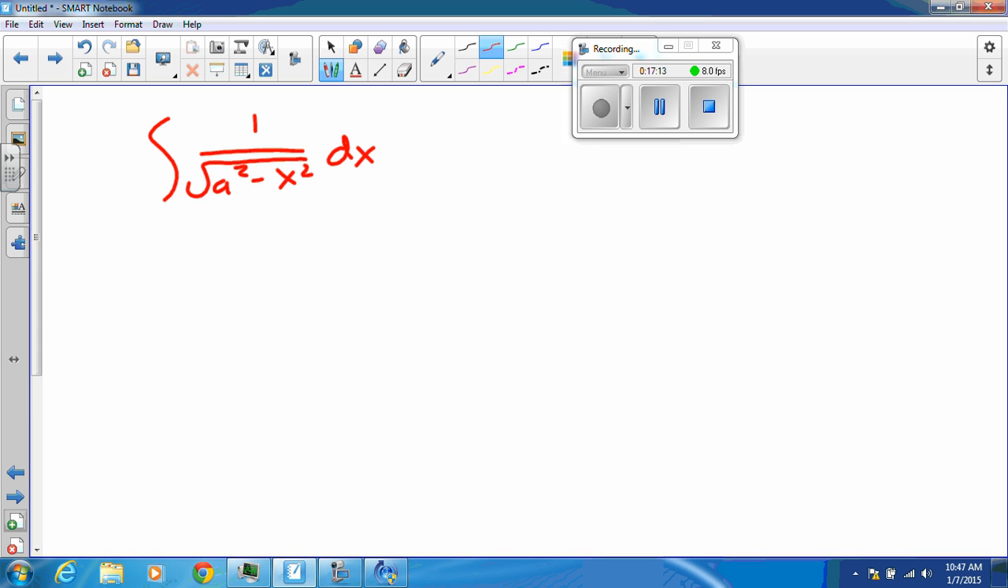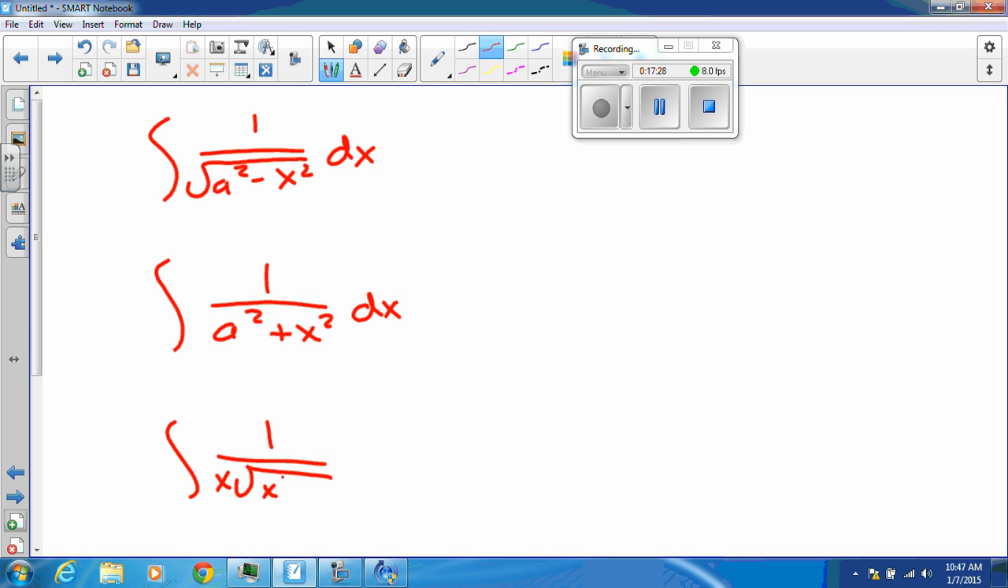And these three are going to be new antiderivative rules for us. They're going to be forms involving 1 over root a squared minus x squared, 1 over a squared plus x squared, and 1 over x root x squared minus a squared.